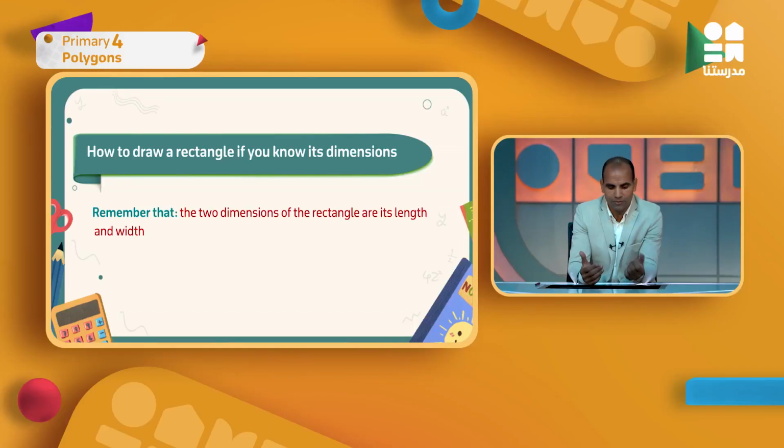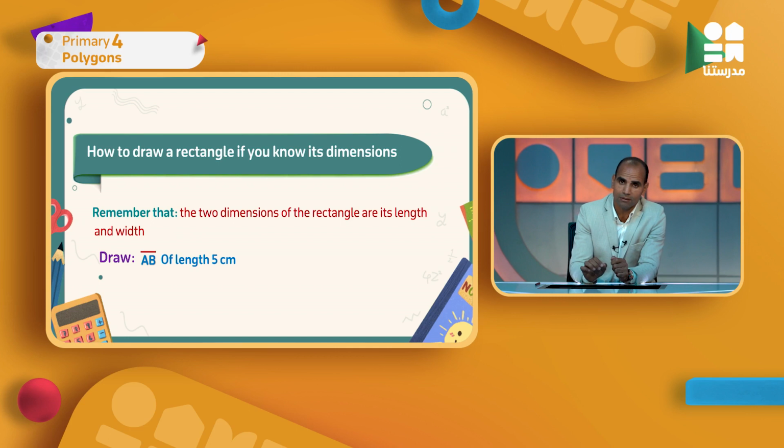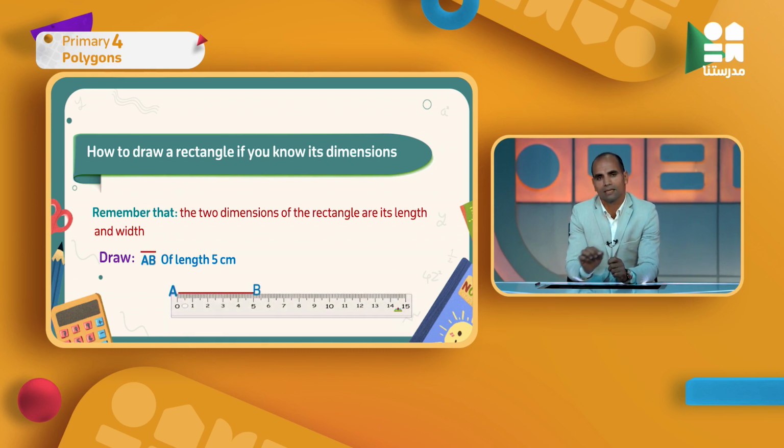If we have the dimensions of the rectangle and we want to draw this rectangle, remember that the two dimensions of the rectangle are length and width. Draw AB line segment of length 5 centimeters. So the first thing here is AB, 5 centimeters. Then we will use the ruler to draw the line segment AB. This is the first step.